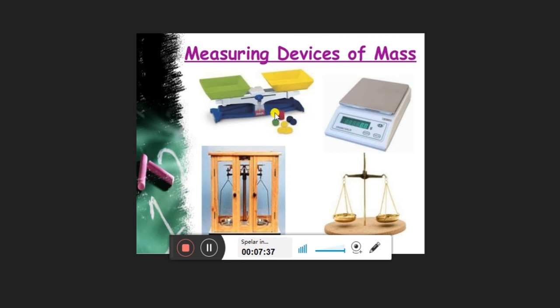Another way: this one is manual, that means done by hand, and this one is digital. Simply keep the things on it, and with the digits it will show you how much weight it is. So this is about the measuring of mass.